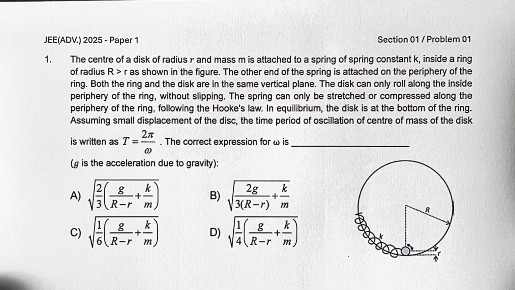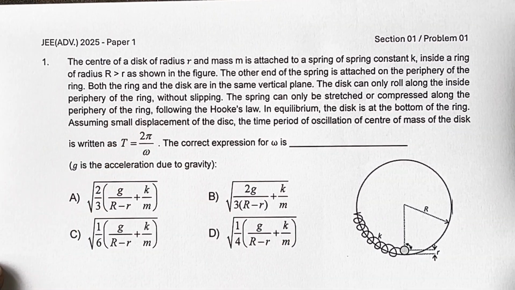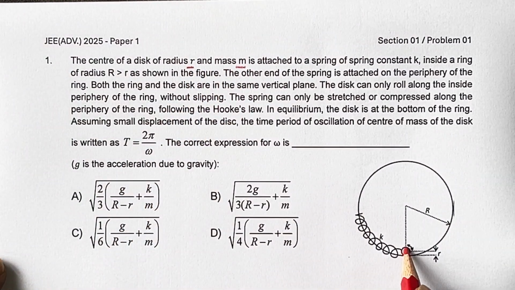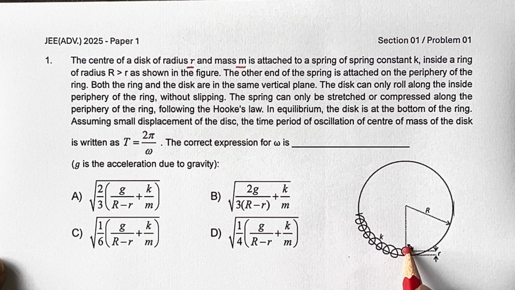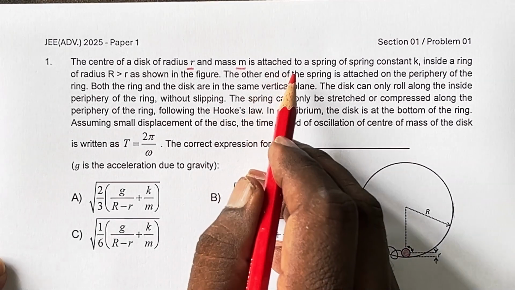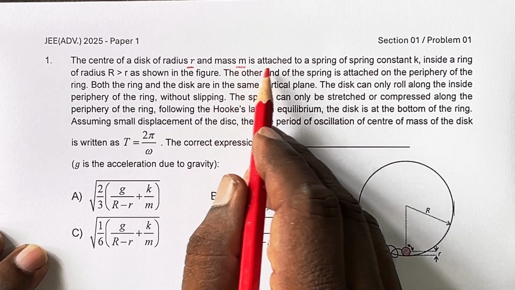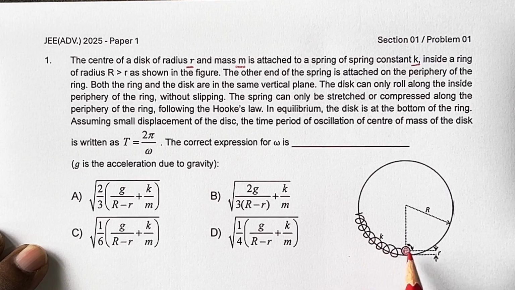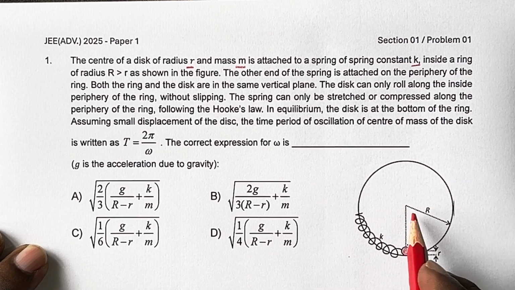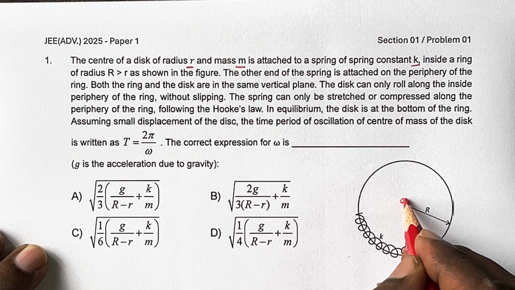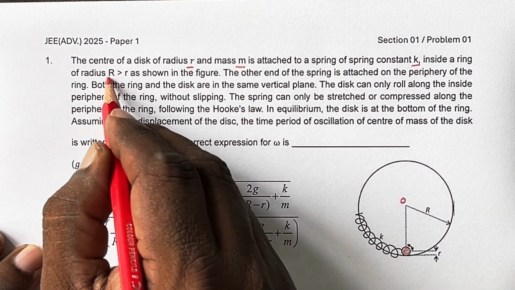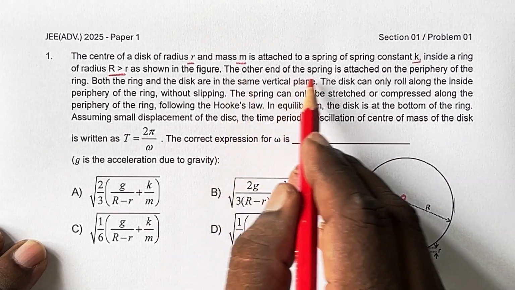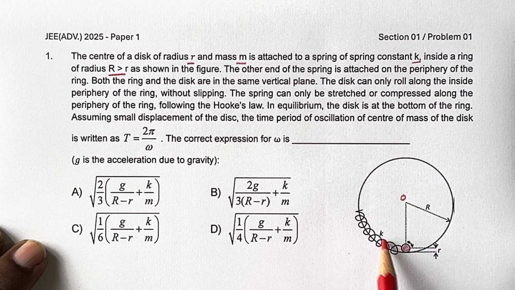In this problem, the center of a disk of radius r and mass m, this is the disk, center of mass m, is attached to a spring of spring constant k, inside a ring. The ring radius is R, and let us take the center of the ring as O. R is greater than r as shown in the figure. The other end of the spring is attached to the periphery of the ring.